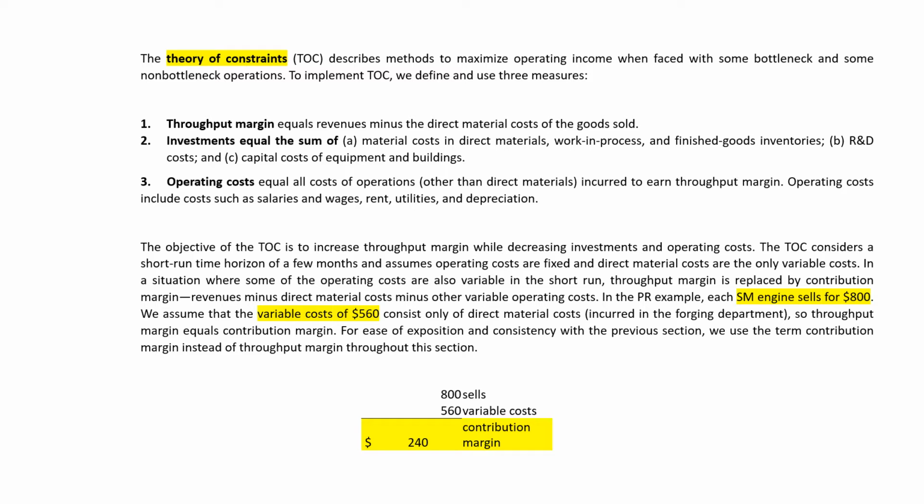The objective of the TOC is to increase throughput margins while decreasing investments and operating costs. The TOC considers a short-run time horizon of a few months, assuming operating costs are fixed and direct material costs are the only variable costs. So when we use TOC, just keep in mind that this is a short-run time horizon of a few months. That's going to be the most efficient time to use TOC. I'll explain more about that later.